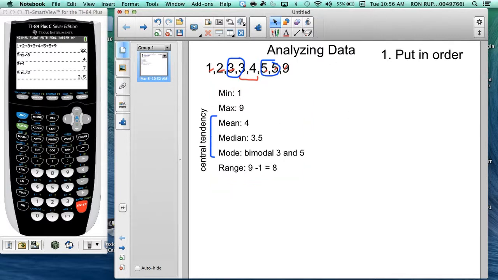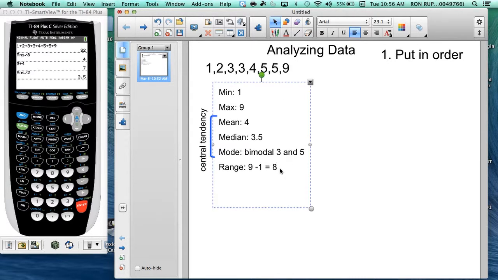So I'm going to erase these markings up here. So talking about a box and whisker plot, we want to know Q1, that's quartile 1, Q2, that's quartile 2, and Q3. Now, Q2 is the easiest. It's just the median, which is 3.5. That's our Q2.